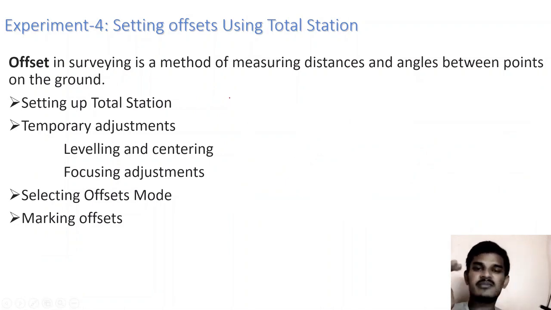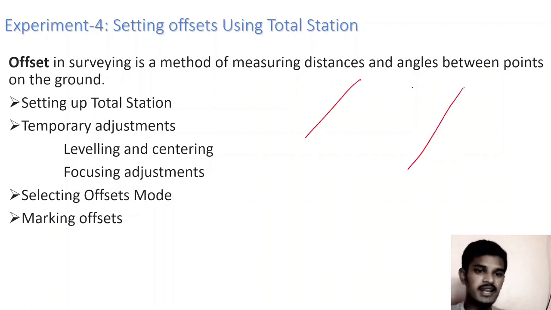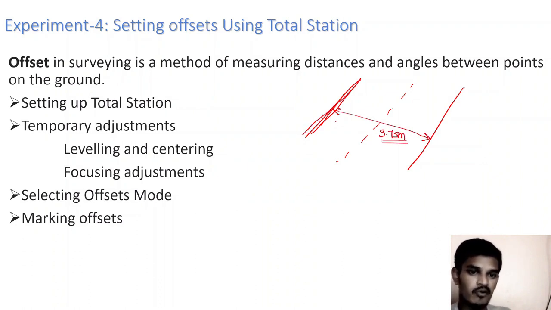Offset is nothing but setting the distance or angle on the ground surface, and we have three different modes of setting the offsets. Offsets are generally important while fixing the alignment of the road. As I was saying earlier, this is the total width of the road. For example, if it is a single lane, it will be 3.75 meters. So we know the exact boundary. From this point, we need to set up exactly 3.75 by 2, so we know this exact horizontal distance.